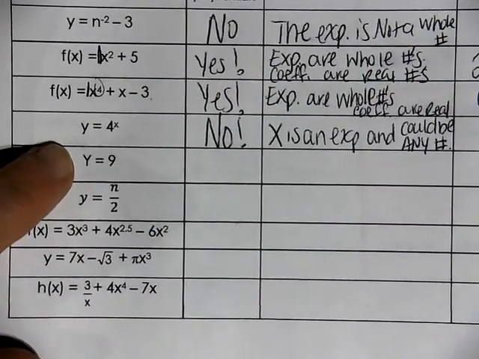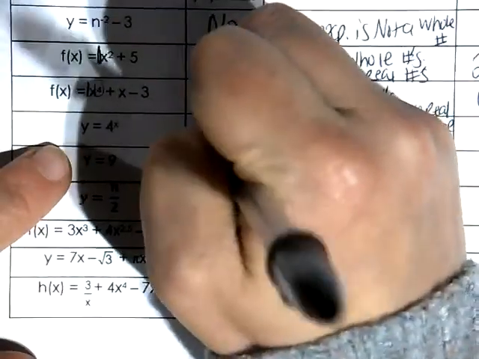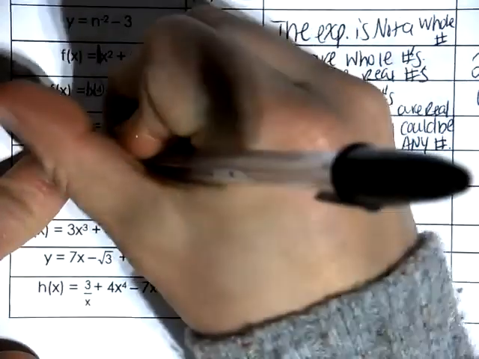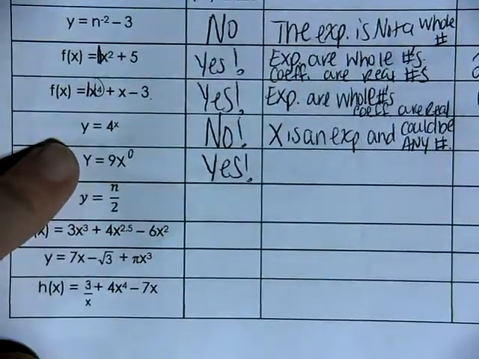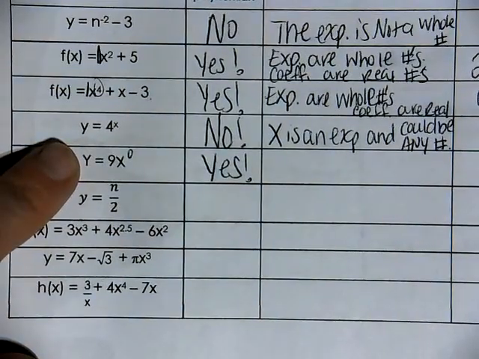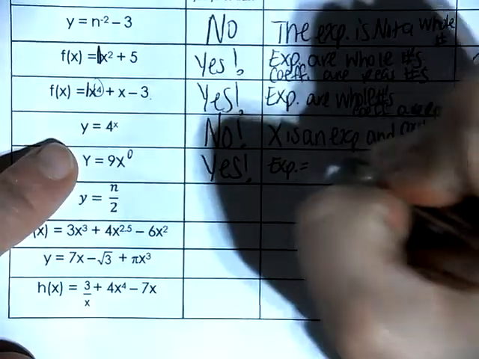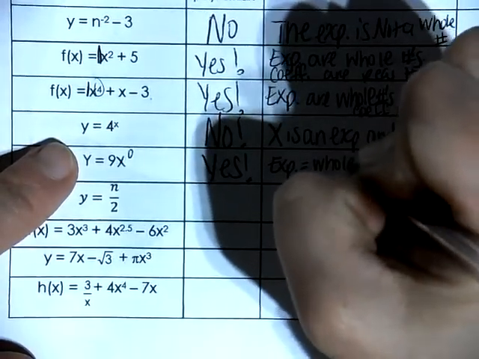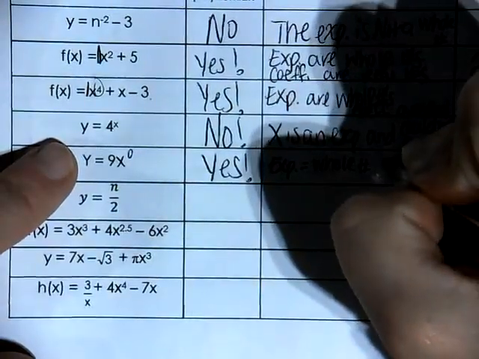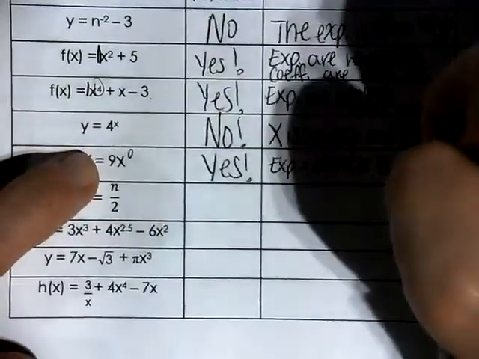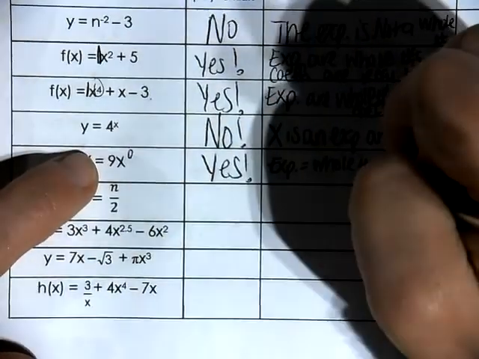Next, we have y is equal to 9. And in this problem, the answer is yes. This is a constant function, and that's because technically, x is being raised to the 0 power. So the answer is yes, and that's because the exponent is a whole number, and the coefficient, which in this case is 9, is a real number.